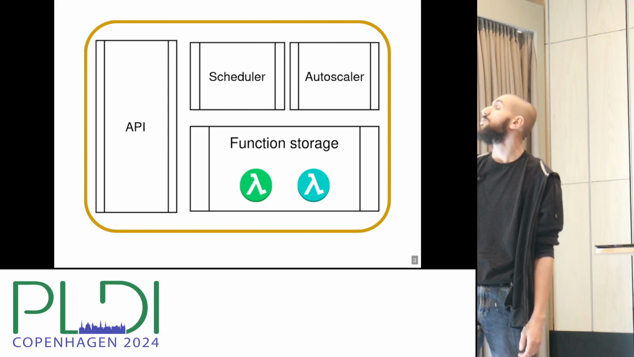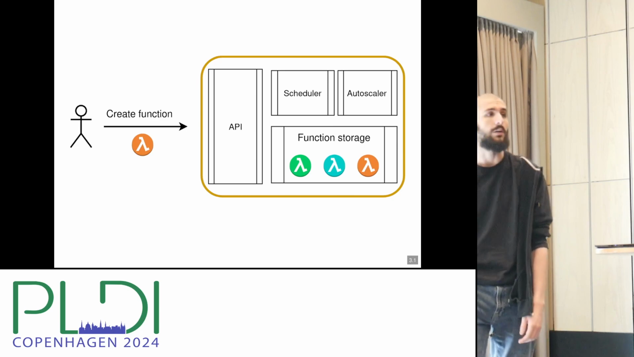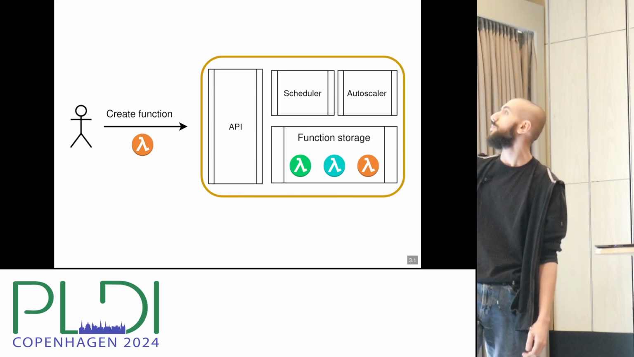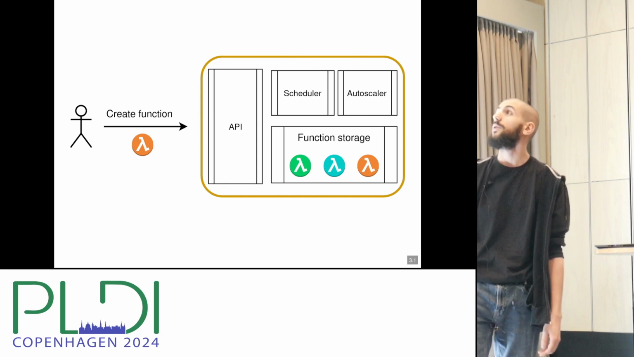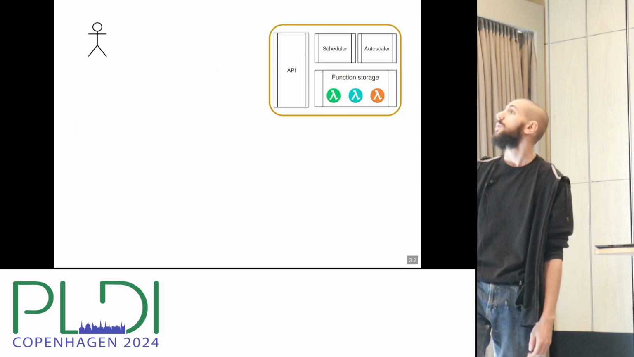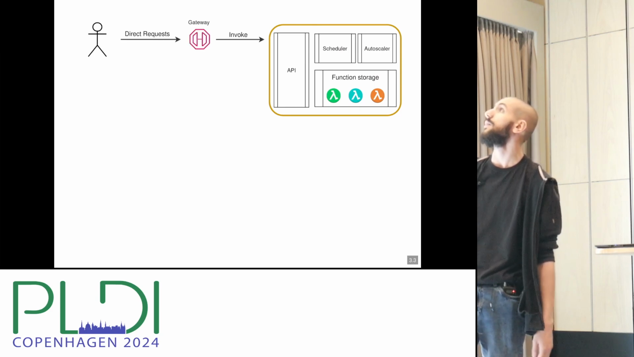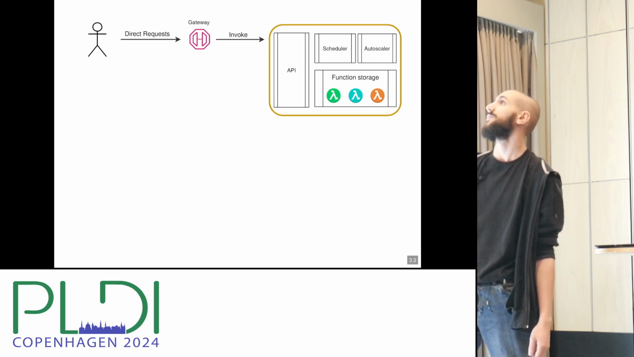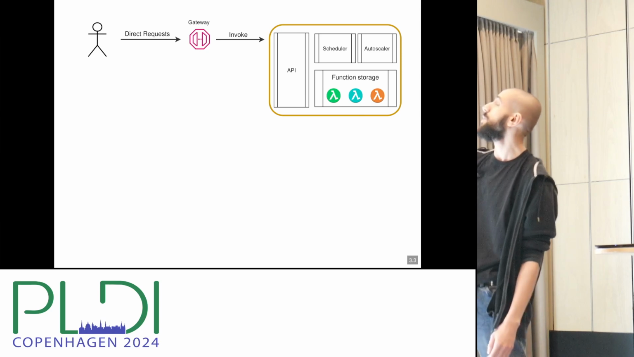So when you want to create a function, what you do is basically you write the code and you add some metadata about resource usage and so on. And then you simply upload it through the API and it's stored in the function storage. Now, when you want to actually use the function, you can do so in a couple of ways. You can either directly contact the platform using the main gateway. So in a request-response fashion, you can do some HTTPS request, and then you send an invocation.